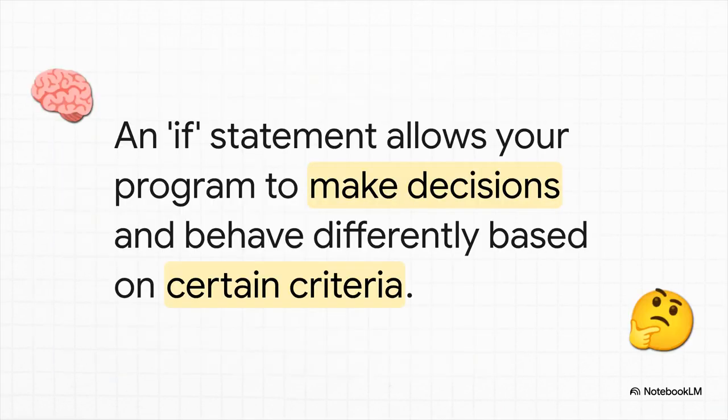Simple as that. A really good way to think about it is that you're literally teaching your program how to make a choice. You're giving your code a fork in the road and a set of rules, telling it, hey, if this is happening, take the path on the left. Otherwise, just keep going straight.